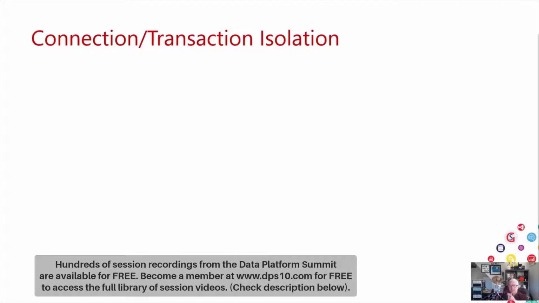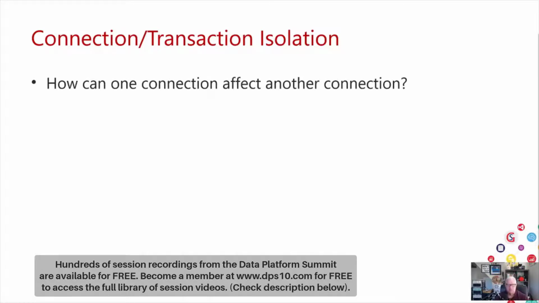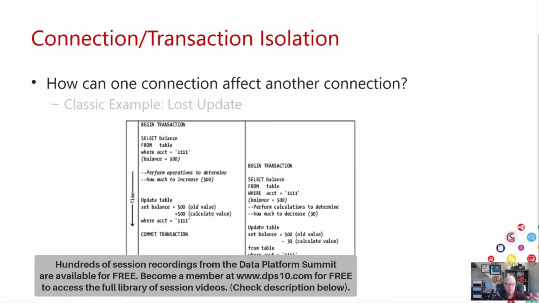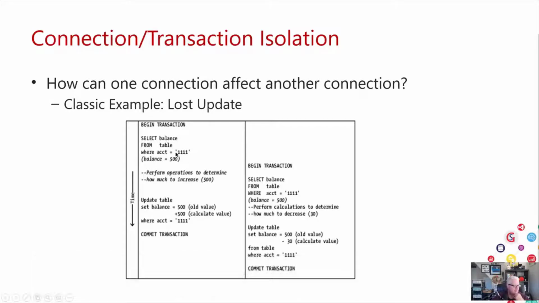Okay, so we have our connection, this package of operations that have to occur. And then we have to ask ourselves, how can one connection affect another transaction, another connection? So the classic example is the lost update. Someone over here goes out and selects the balance of the table, and finds out the balance is 500. The next person gets the transaction, and they find out the balance is 500. So now this connection says, let's update that data from 500, add 500. So we believe it's now 1,000.